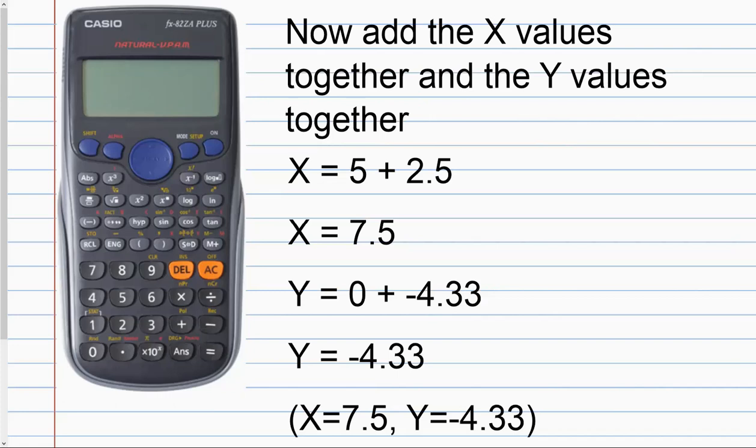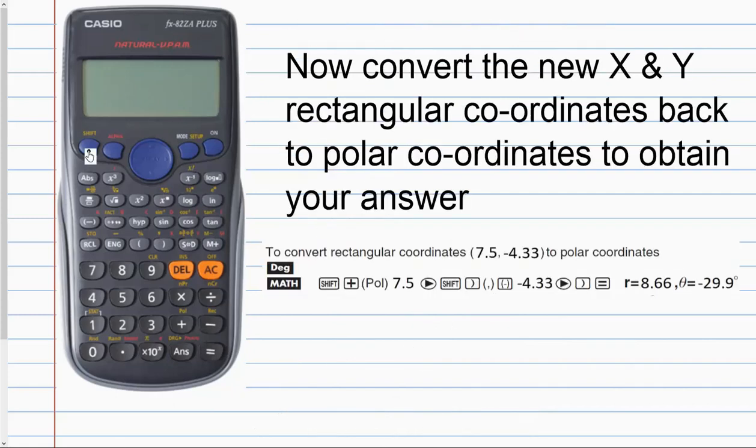So you can see here, the 5 and the 0 is the resistive current. The 2.5 and the minus 4.33 is the inductive current. When we add those two together, we get a total of 7.5 and minus 4.33. These are the two down the bottom here. They're the values we're going to put into our calculator now so that we can convert them back to polar, which will give us the length of the supply current, or the value of the supply current, and the angle as well. This is the process here that we need to go through to do that.